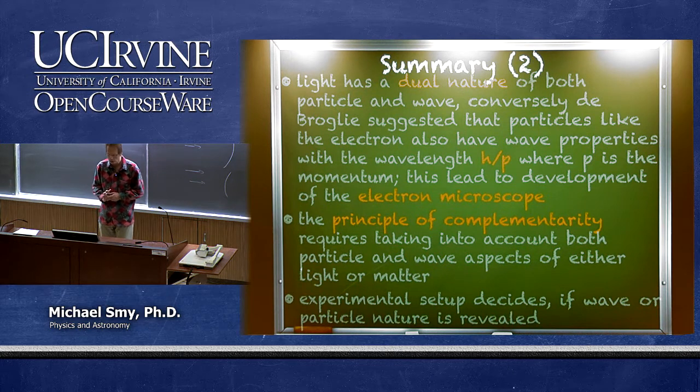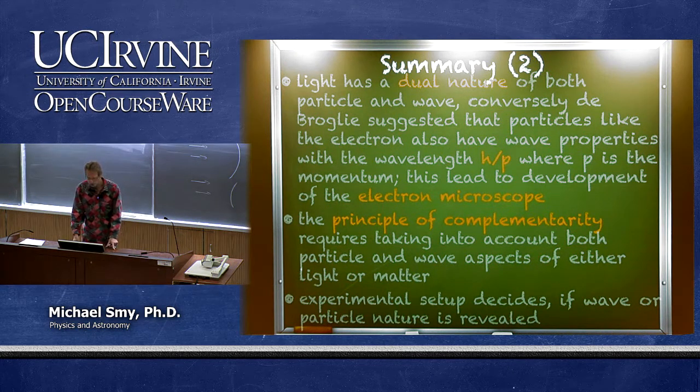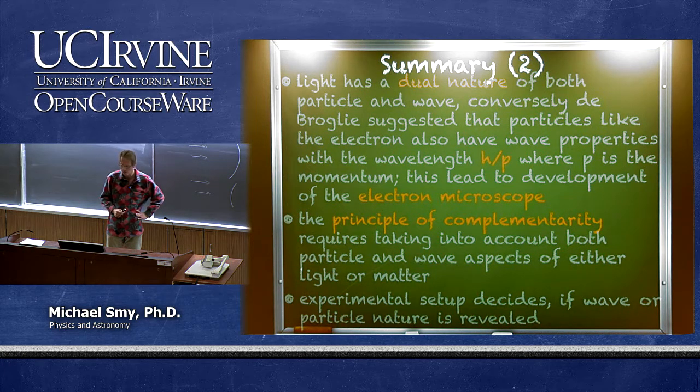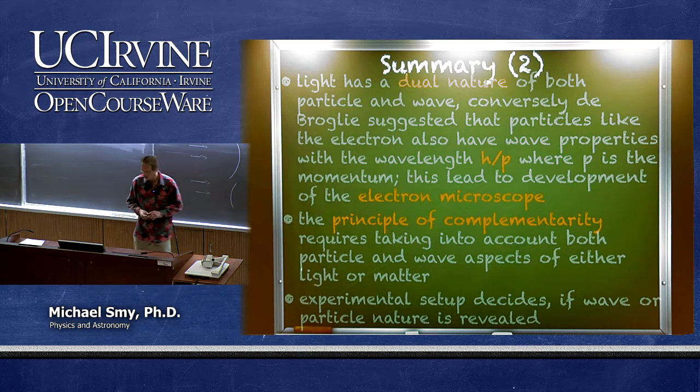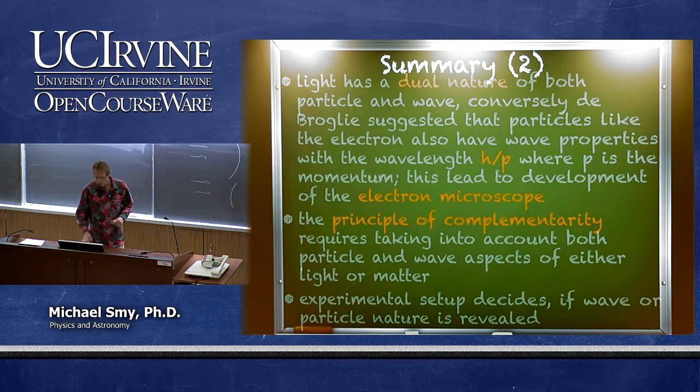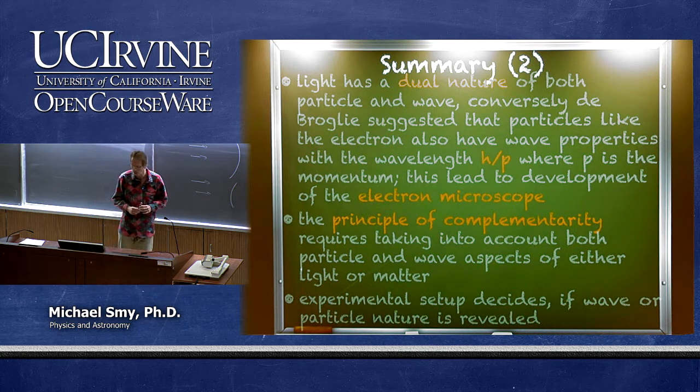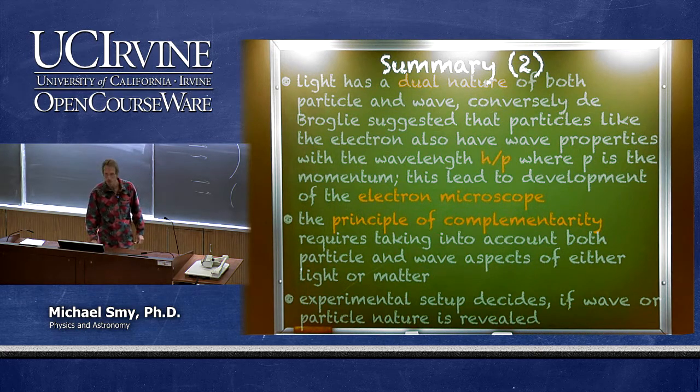Light has therefore a dual nature of both particle and wave. And de Broglie then suggested that particles like the electron should also have wave properties. And the wavelength of the electron, for example, is given by h over p, where p is the momentum of the electron. And this led to the development of the electron microscope. In quantum mechanics, the principle of complementarity demands that one needs to take into account both the particle and wave aspect of either light or matter to fully understand it. And the experimental setup will decide if the wave or the particle nature of light or of matter is revealed.